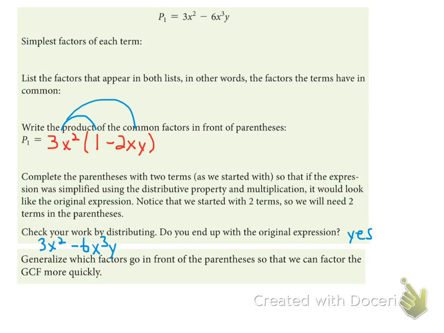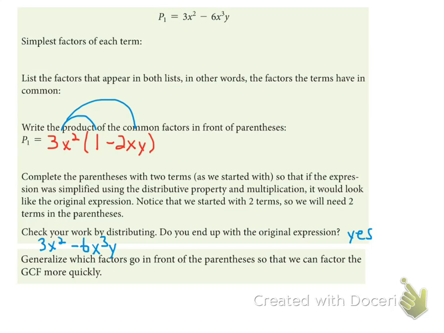To factor the greatest common factor of the terms, first find the greatest common factor of the terms. This will be the product of the GCF of the coefficients and the variables common to each term raised to the lowest exponent that appears on each variable. Number 2, write the GCF in front of a set of parentheses. Number 3, fill the parentheses by determining the terms necessary to create the original expression if the distributive property with multiplication was used.